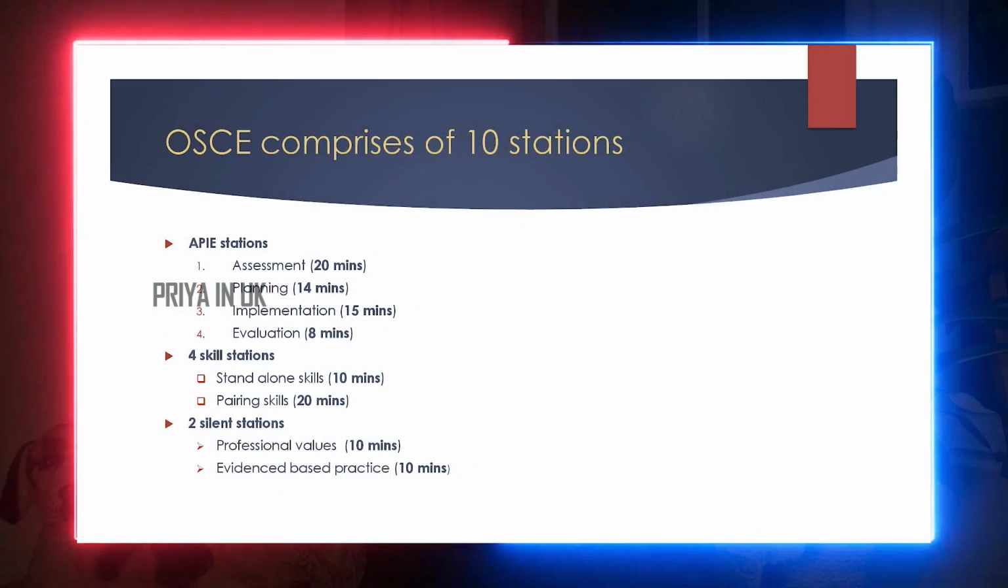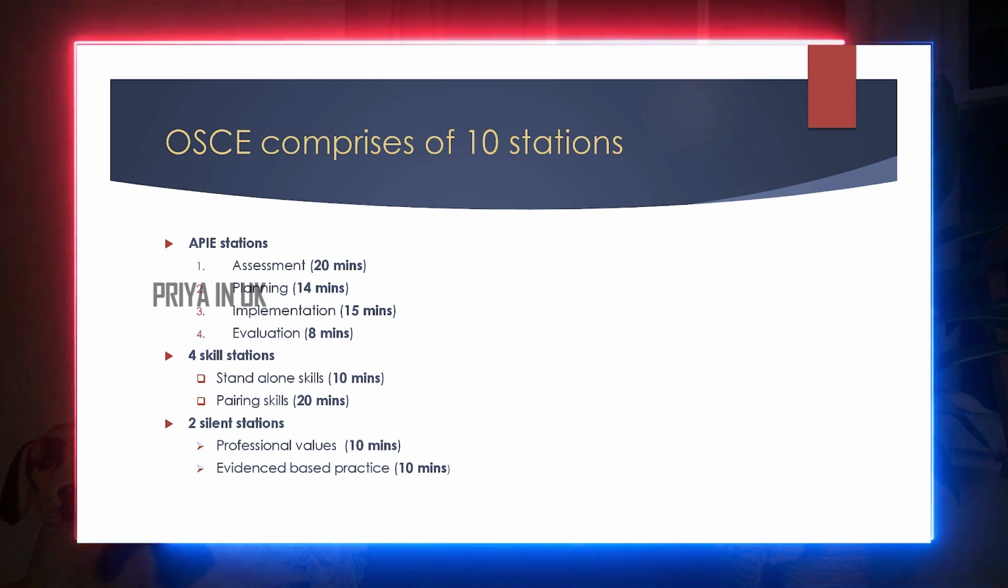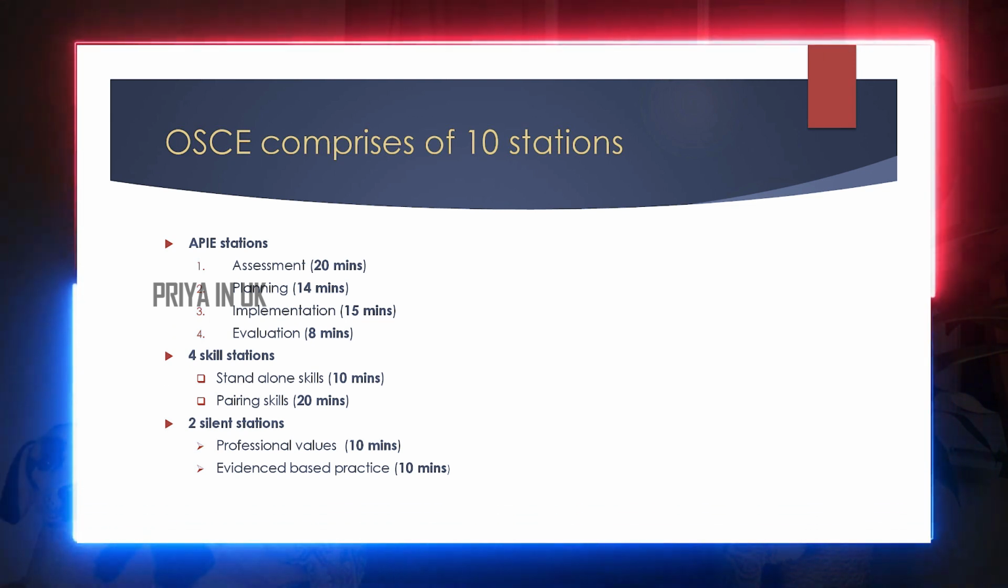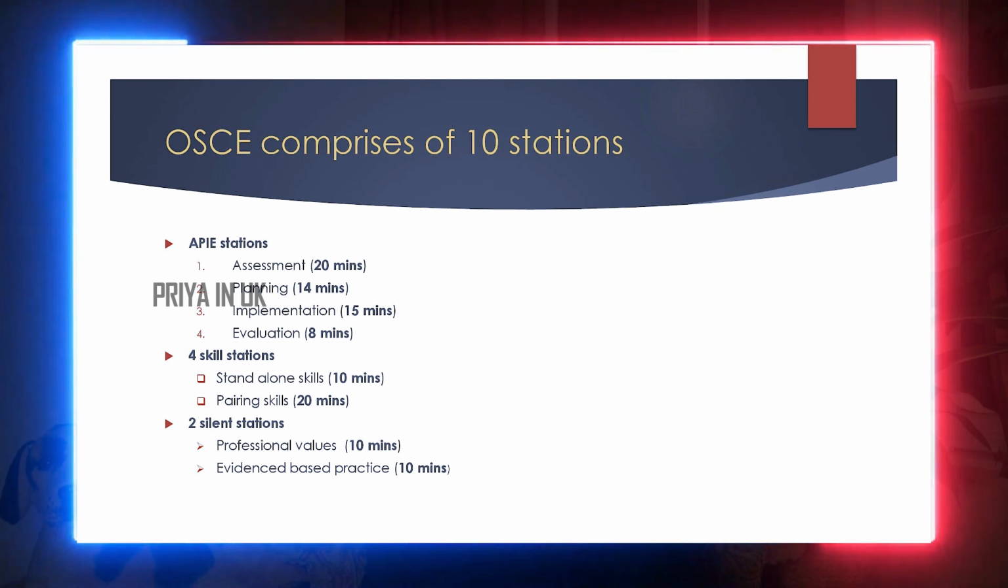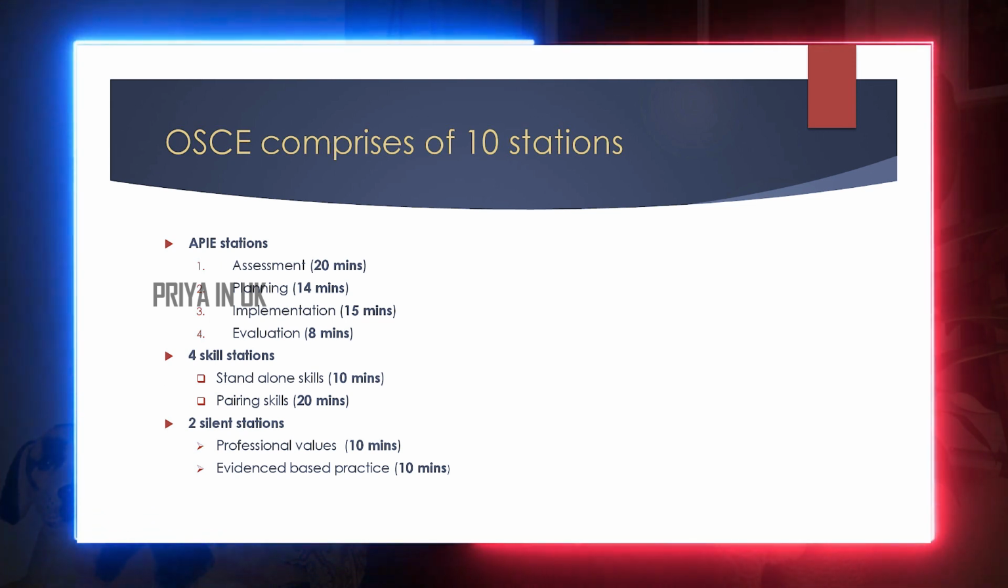Since November 2022, OSCE has been updated a lot, so we are going to discuss the updated version. Now OSCE has 10 stations. In these 10 stations, the first 4 stations are APIE: assessment, planning, implementation and evaluation.